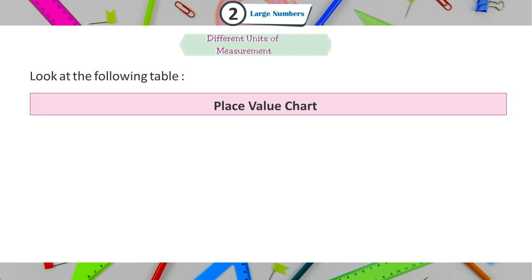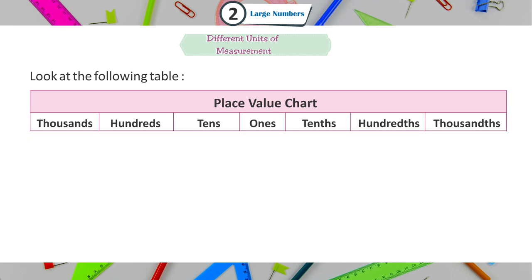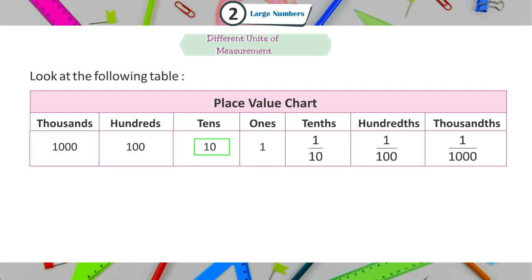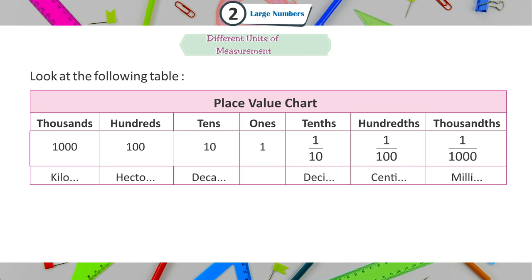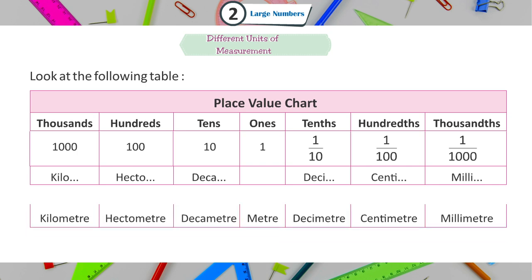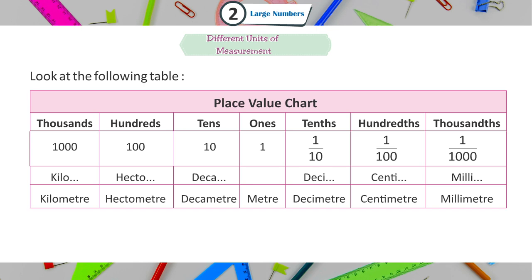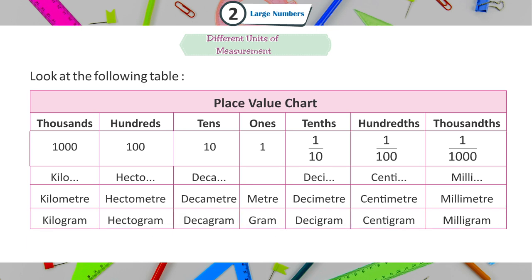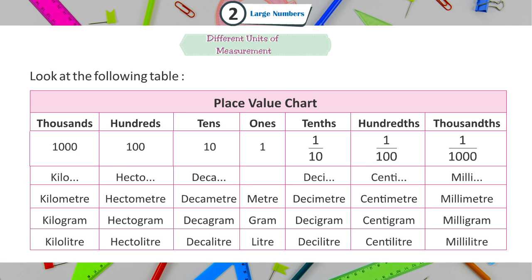Look at the following table. Place value chart: thousands, hundreds, tens, ones, tenths, hundredths, thousandths. 1000, 100, 10, 1, 1/10, 1/100, 1/1000. Kilo, hecto, deca, deci, centi, milli. Kilometer, hectometer, decameter, meter, decimeter, centimeter, millimeter. Kilogram, hectogram, decagram, gram, decigram, centigram, milligram. Kiloliter, hectoliter, decaliter, liter, deciliter, centiliter, milliliter.